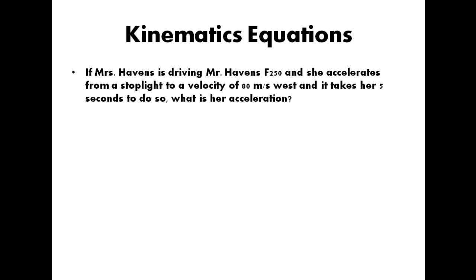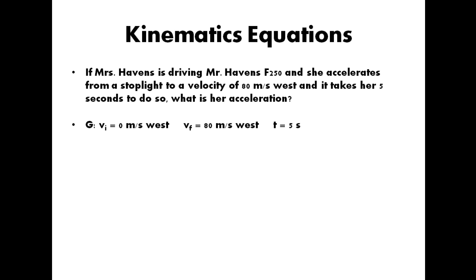So we're going to do an example here. If Mrs. Havens is driving Mr. Havens' F-250 and she accelerates from a stoplight to a velocity of 80 meters per second west, and it takes her 5 seconds to do so, what is her acceleration? Once again, we'll use our guess method and write down our givens. Our givens are initial velocity is 0 meters per second west, and you say, well, how do I know it's 0 meters per second west? It doesn't say that in there.